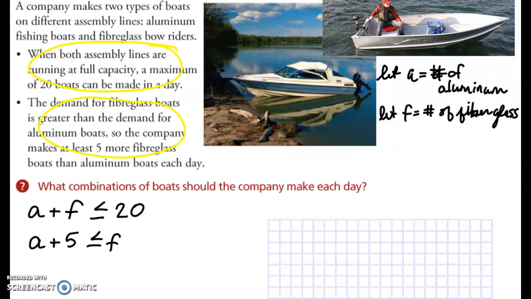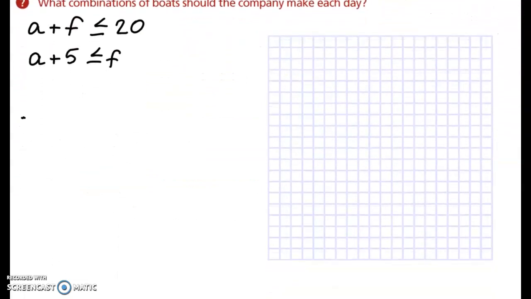Now that we have our system made, we can easily graph these. You are good at this. We are going to put them both into slope-intercept form. Then we can plot the B, and we can graph both inequalities and find where they overlap. The only thing we need to do is to decide which variable is on the x-axis and which variable is on the y. It doesn't really matter as long as you're consistent and do it the same for both inequalities.